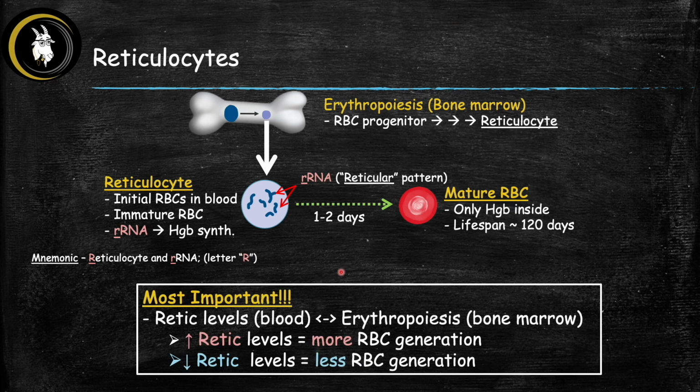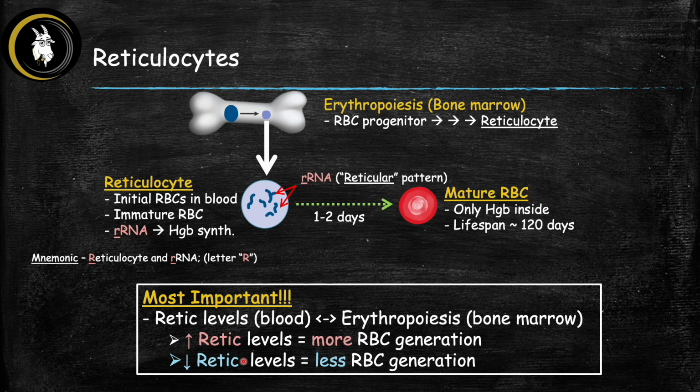Now, what's most important to know about these cells is how we can use them clinically. Because these reticulocytes are the red blood cells that are directly secreted into the blood from the bone marrow, their levels in the blood are a direct measure of how much red blood cell production is going on in the bone marrow, aka erythropoiesis. So when a patient's reticulocyte levels in the blood are high, that means that the bone marrow is pumping out a lot of red blood cells, and so red blood cell generation in the bone marrow is high.